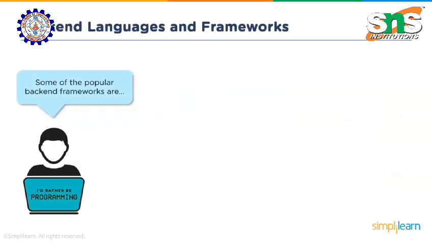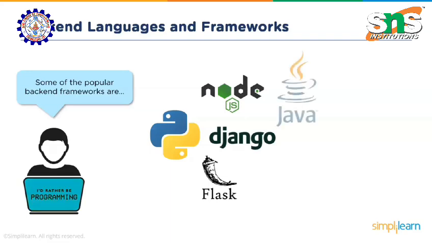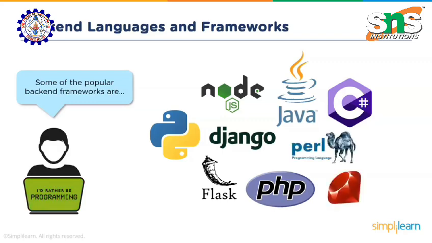So now let's have a look at some backend languages and frameworks. Firstly, we have Node. Node and Express.js are packages provided by JavaScript. Then there's Python, which is a very popularly used language. Python frameworks like Django and Flask are popularly used to create the backend of applications. Then there's Java, and Java provides Spring and JavaServer Faces, which are also used for backend development. Then there's C#, which provides frameworks like ASP.NET Core and ASP.NET MVC. And other popularly used backend languages are PHP, Perl, and Ruby.